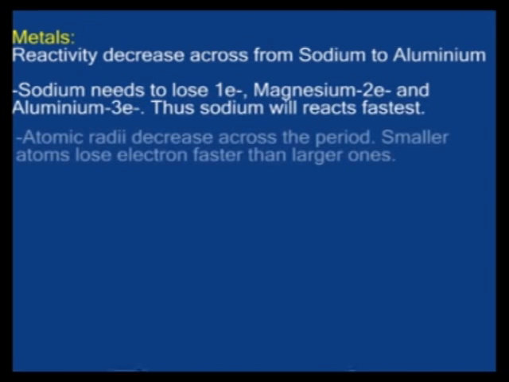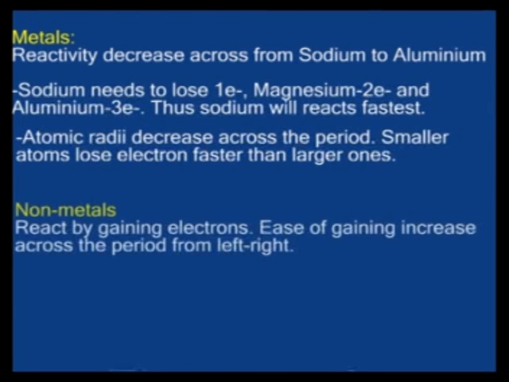Also, the atomic radii decrease from sodium to aluminium, and hence the electrons in the outermost energy level are attracted at different strength. The electron in sodium is easily lost compared to that of aluminium. Why? Because the atomic radius of a sodium atom is larger than that of aluminium.